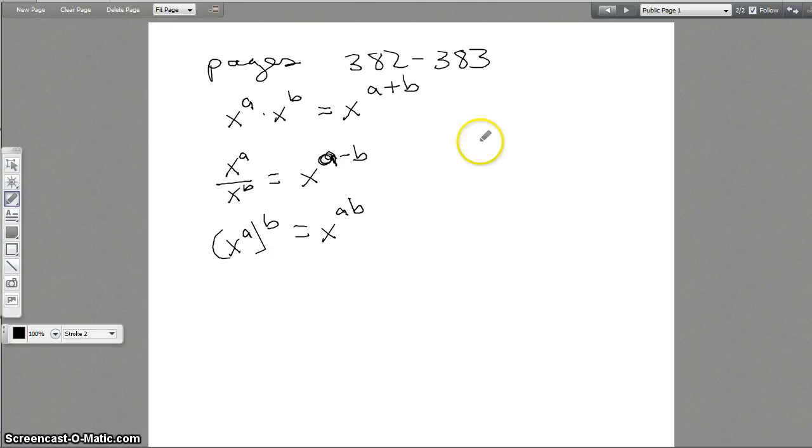We have our special rules that x to the 0 is equal to 1, and x to the minus a is equal to 1 over x to the a. And then we have the next rule we learn in the next lesson. So I do recommend that you copy down all the rules that are on those pages so that you don't forget what they are while you're working through other sections in this chapter.